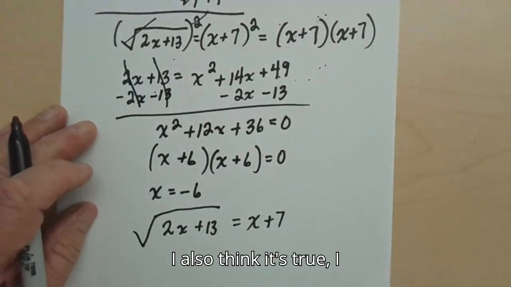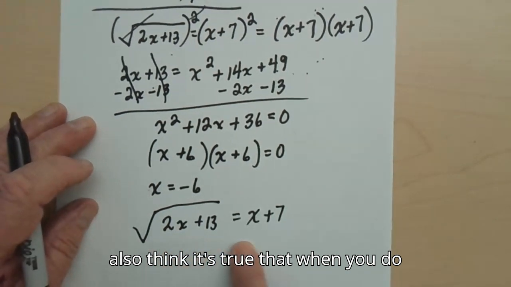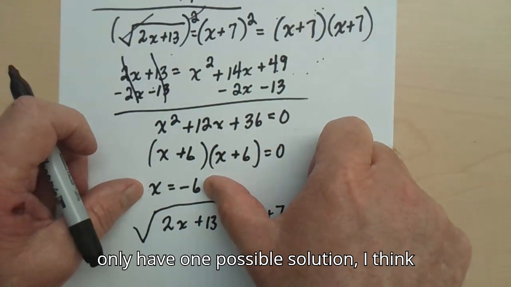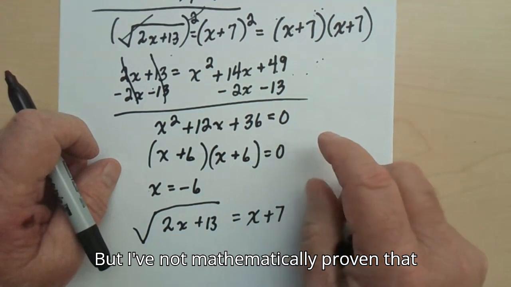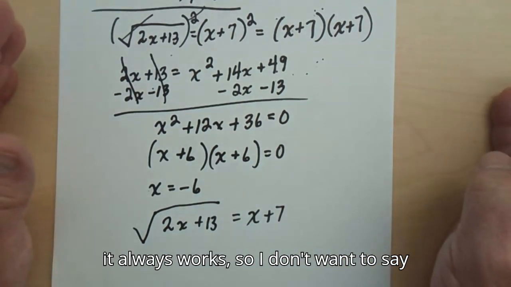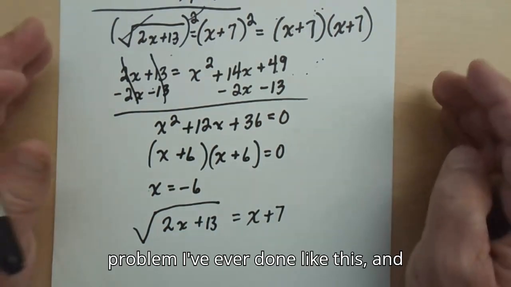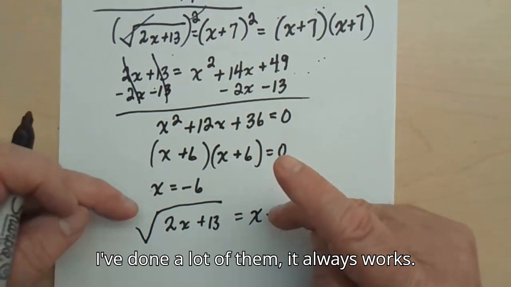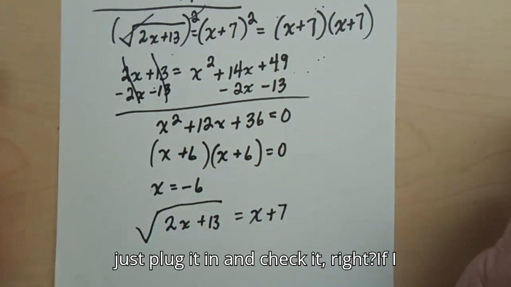I also think it's true that when you do this and you get this situation where you only have one possible solution, I think we're going to see that it always works. But I've not mathematically proven that it always works, so I don't want to say that. I'm just going to say that every problem I've ever done like this, and I've done a lot of them, it always works. But you don't have to take that on faith. Just plug it in and check it, right?